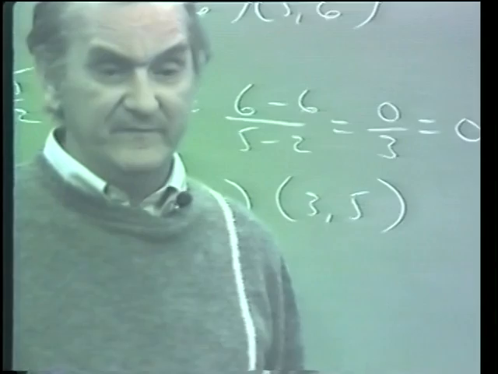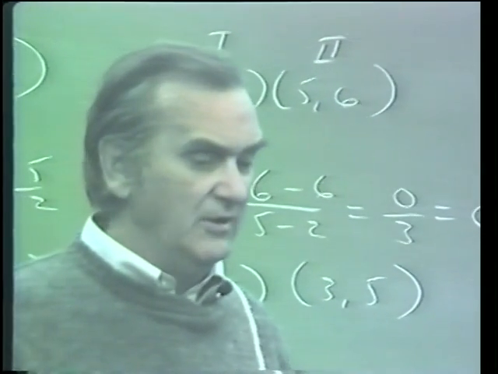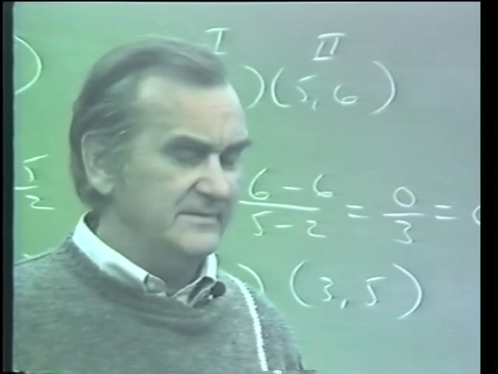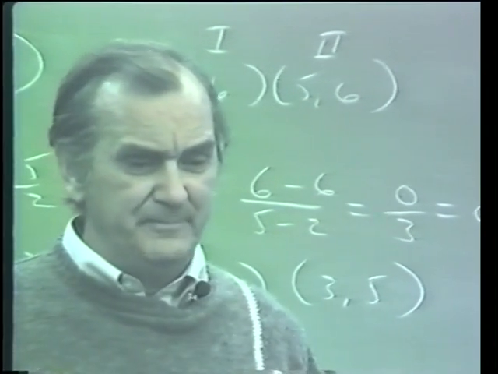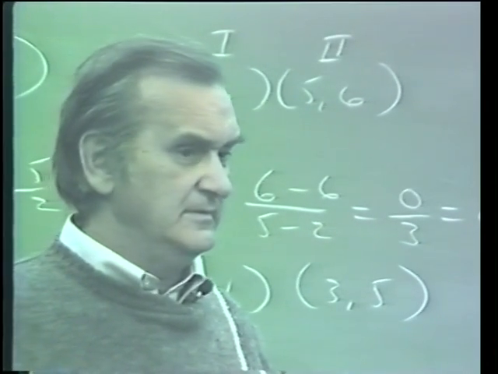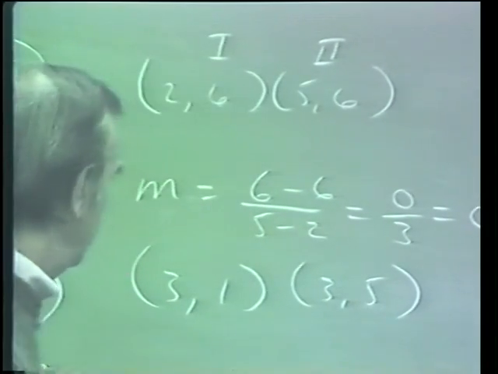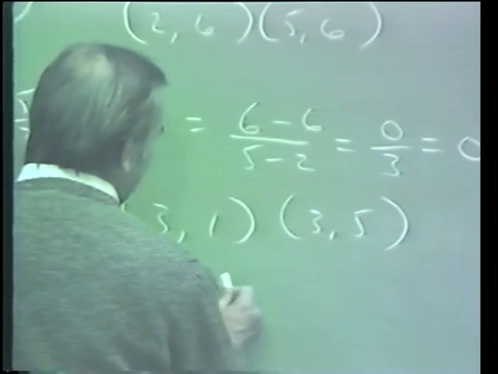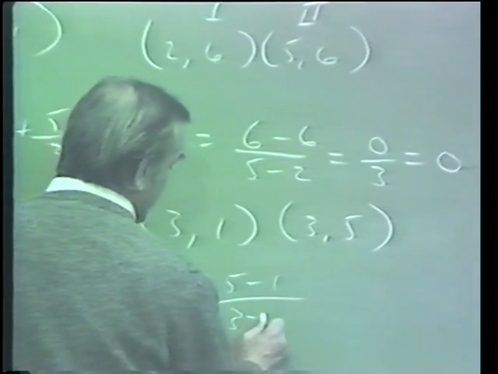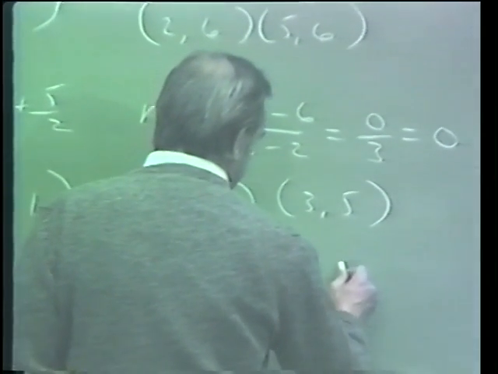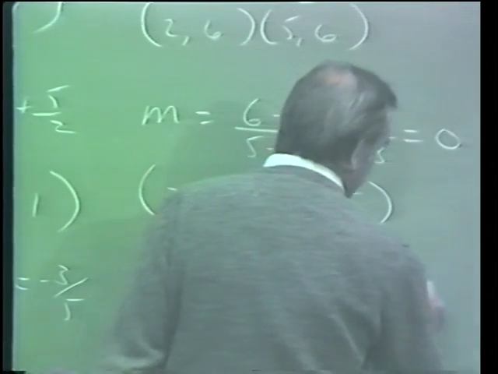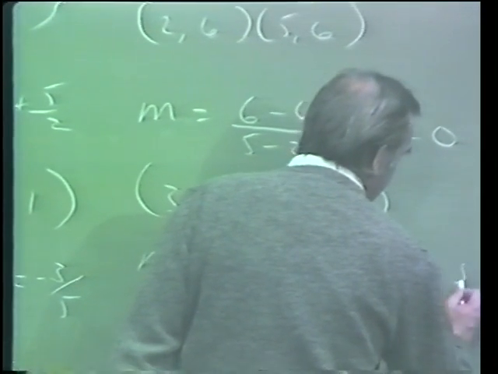Very, very, very important as you go on in math. Remember that division by zero is impossible. You can't do it. It's undefined. So we have m equal 5 minus 1 over 3 minus 3, which is 4 over 0. And we say, hey, since it's impossible, we have no slope.